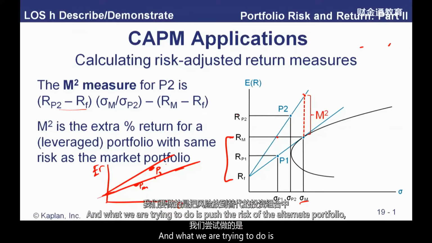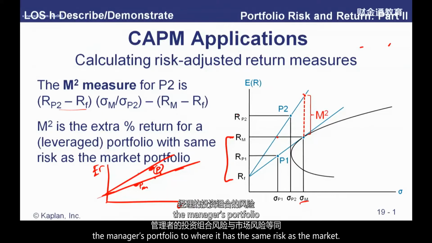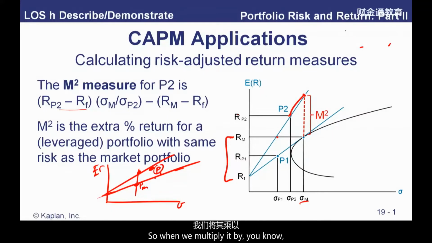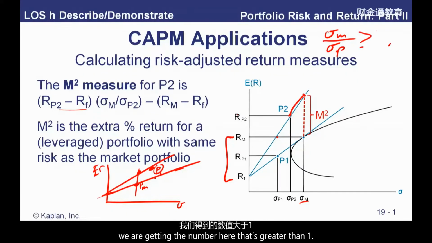Right? And what we're trying to do is push the risk of the alternate portfolio, the manager's portfolio, to where it has the same risk as the market. So in this case, we're having to push portfolio 2 up this way, right? So when we multiply by the standard deviation of the market over the standard deviation of the portfolio, we're getting a number here that's greater than 1. So we're pushing it up.